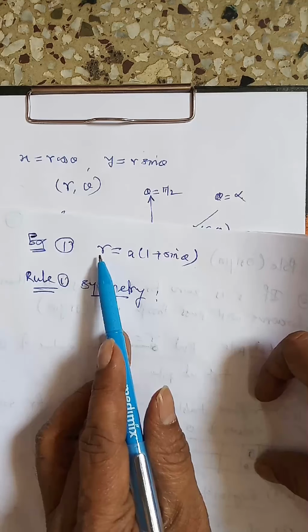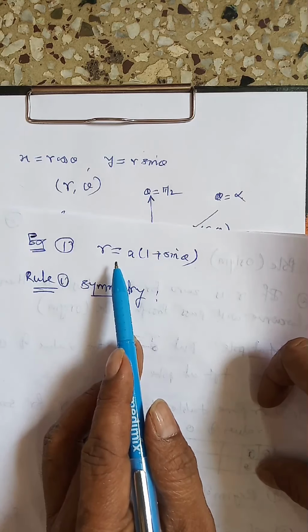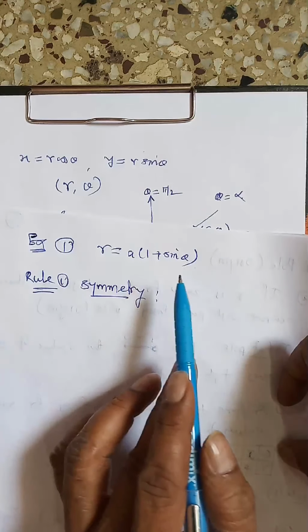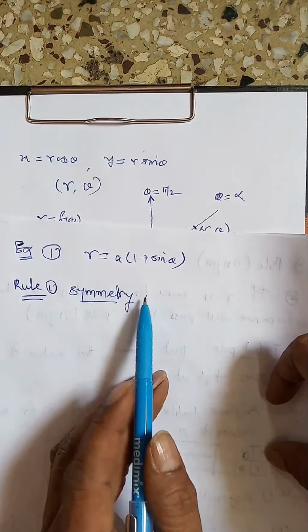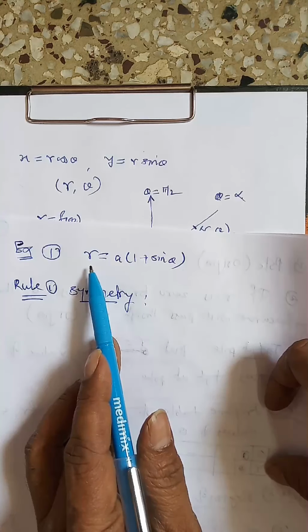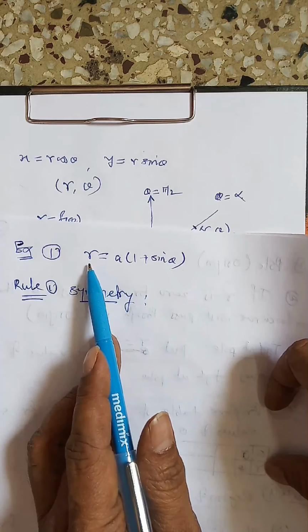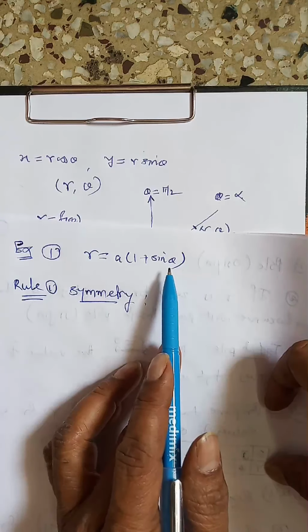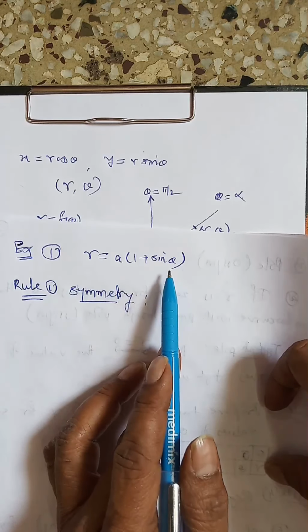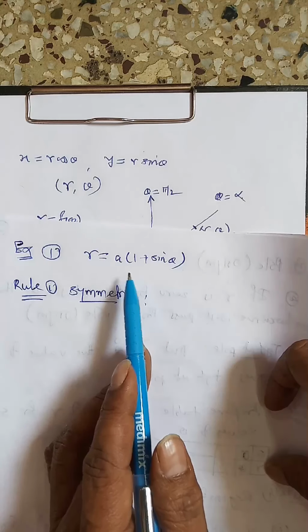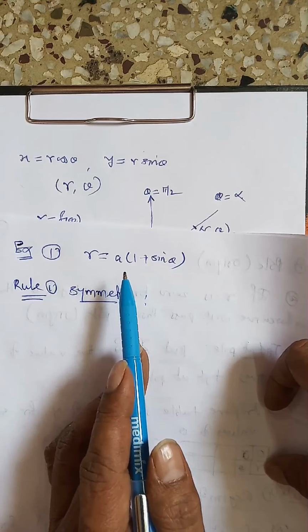Second, if I replace r by minus r, then my equation is changing. So the curve is not symmetric about the pole, which means symmetry is not there in opposite quadrants. Okay. So third, we'll replace r by minus r and theta by minus theta simultaneously. So we'll get minus r equals a into 1 plus sine of minus theta, which is minus sine theta. So we'll get minus r equals a into 1 minus sine theta. So the equation is changing.